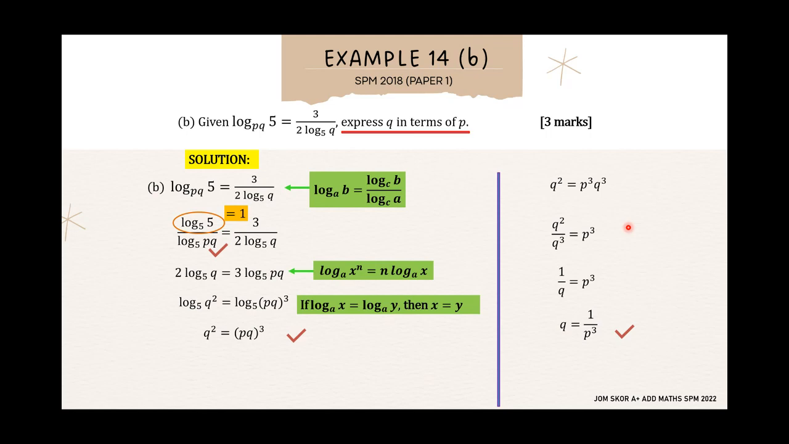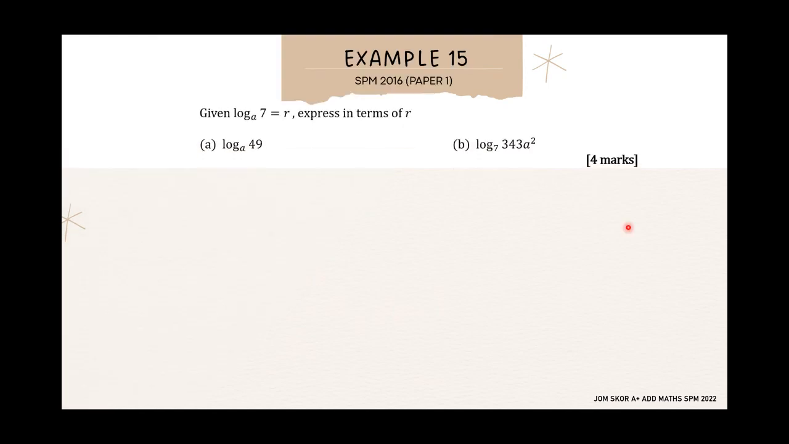Kita tengok pada soalan yang seterusnya. Example. Alright. Log 7 base A is equal to R. Diberi. Express in terms of R. Yang pertama, dia minta untuk kita cari log 49 base A. Yang kedua, dia minta kita cari log 343 A squared base 7.